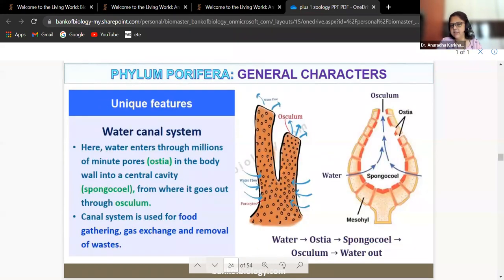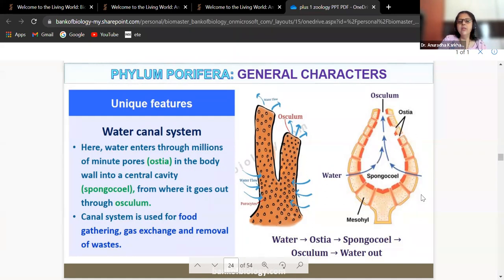What are the unique characteristics of Porifera? These are very important. Unique features: they have a water canal system. Here, water enters through millions of minute pores called ostia, which are present in the body wall, into a central cavity. You can see this. These all are the ostia. And through these ostia, the openings between the cells, water will be entering inside.